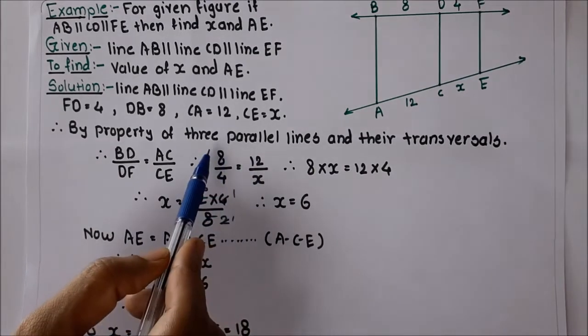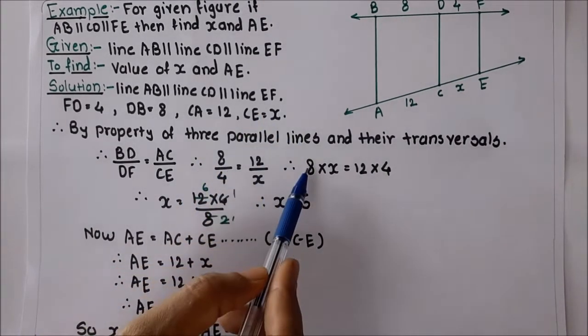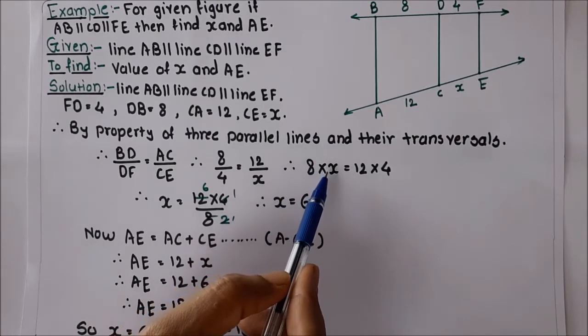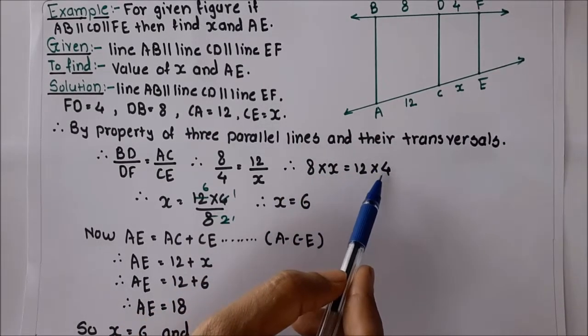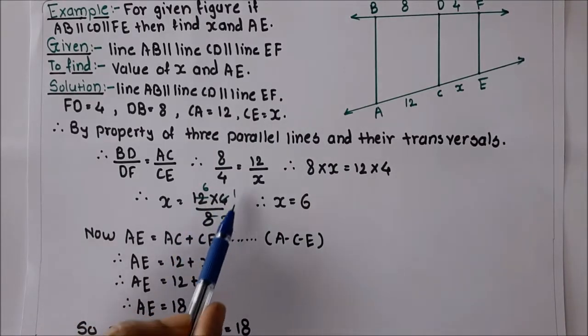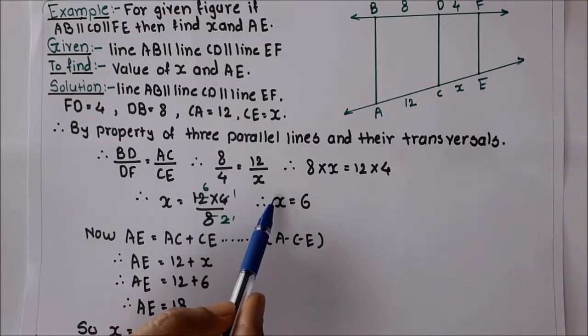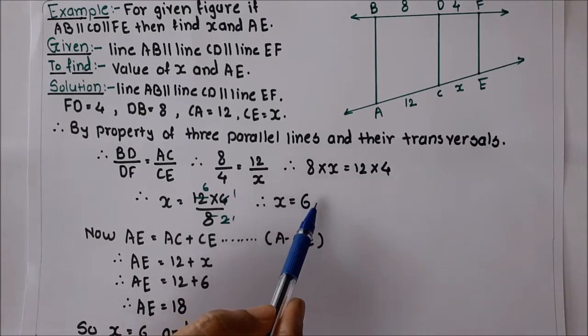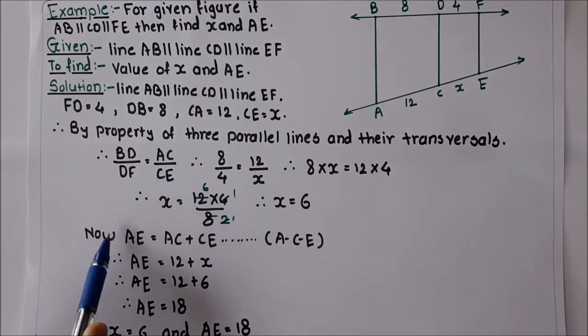Now send this X to this side, send this 4 to that side, so that we will get 8 into X is equal to 12 into 4. Therefore X is equal to 12 into 4 upon 8. After reducing this fraction, we get the answer X is equal to 6. Now we want the value of AE.